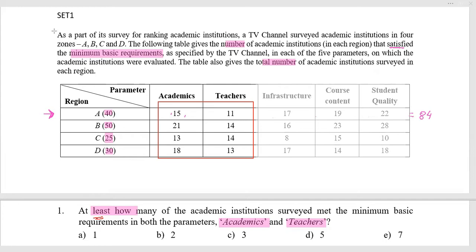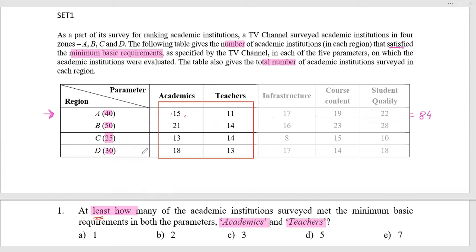Okay. Now, please try to understand what it has mentioned. At least, that means the minimum number of institutions that satisfy both of them. Now, in our region, the individual region, we need to think of it.